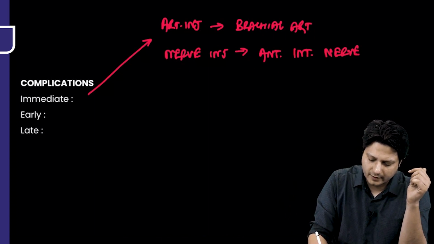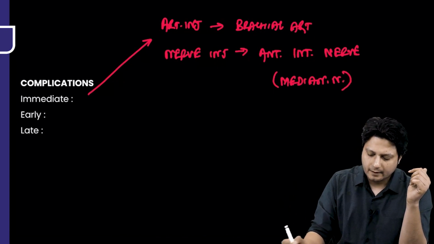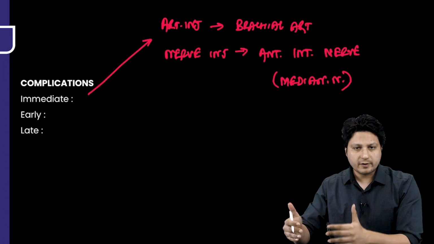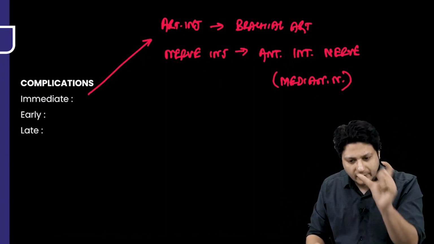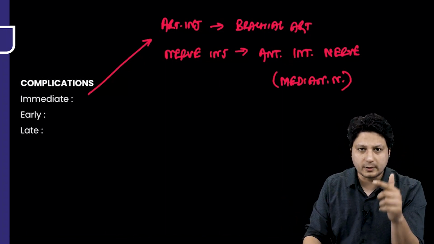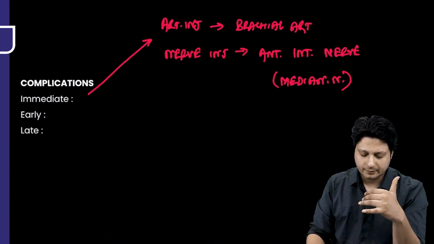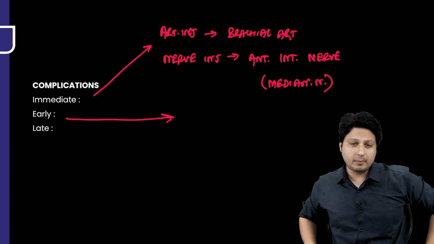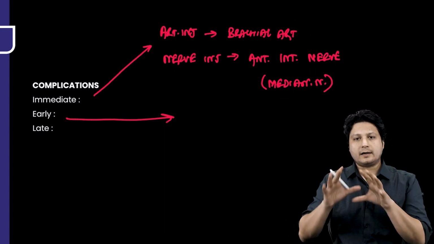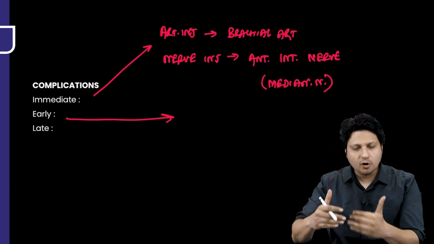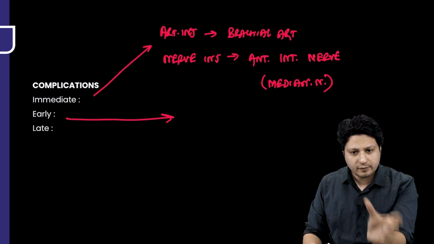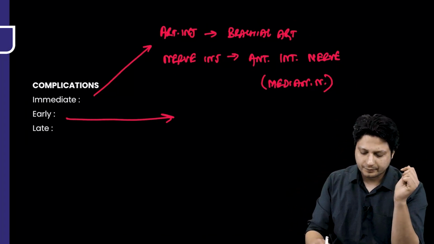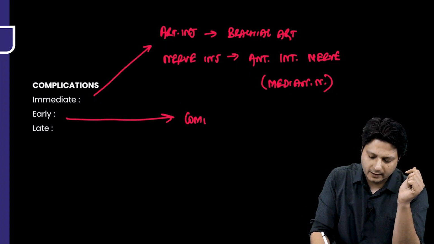And all of you are aware that anterior interosseous nerve is a branch of median nerve. Alright, so anterior interosseous nerve is the most common nerve which is affected because of supracondylar fractures of the humerus. These are immediate complications. Next, the early complication. You know, when we have talked about the complications of the fractures, I told you that supracondylar fracture, if neglected, is very commonly associated with compartment syndrome. So one of the early complications is compartment syndrome.